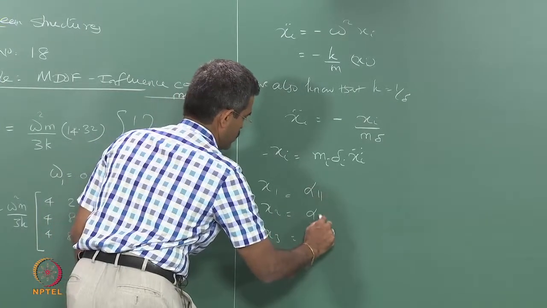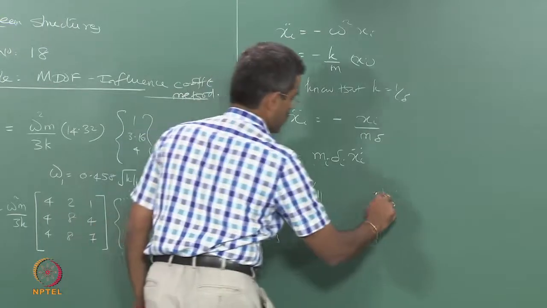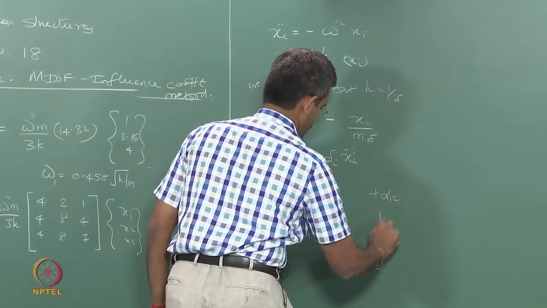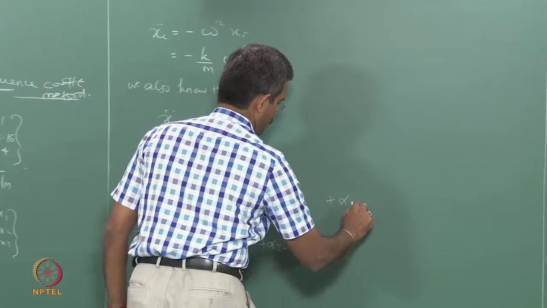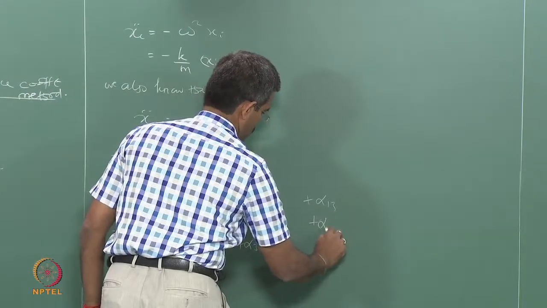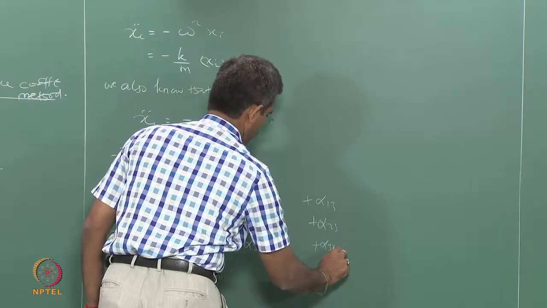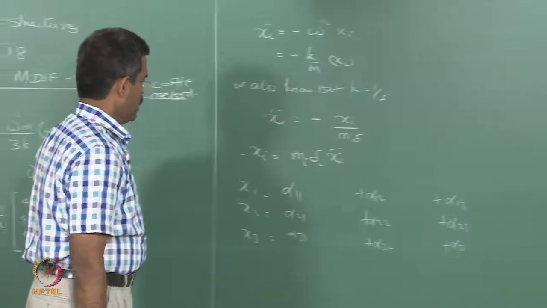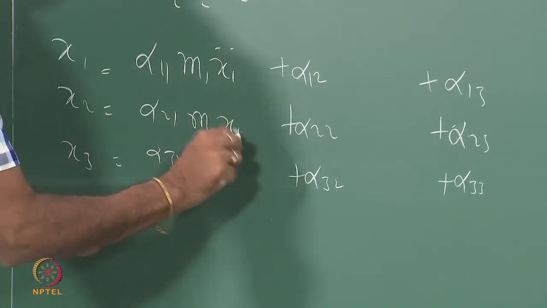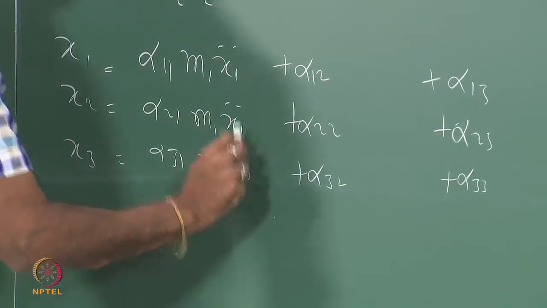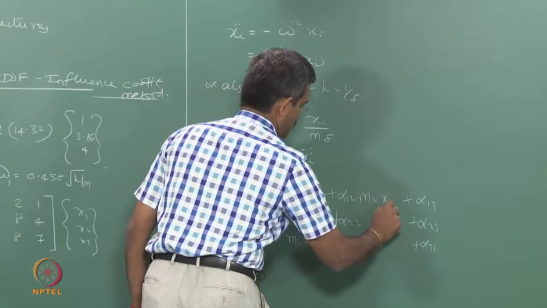alpha 1 1, 2 1, 3 1, alpha 1 2, 2 2, 3 2, alpha 1 3, 2 3, 3 3, m1 x1 double dot, m2 x2 double dot.